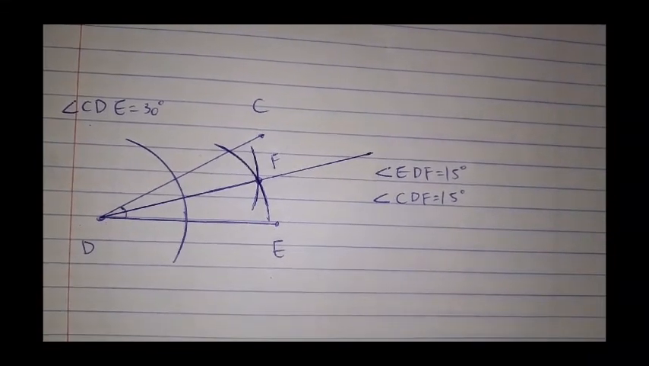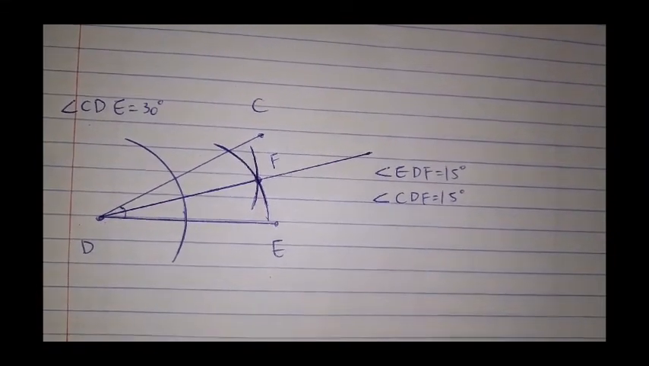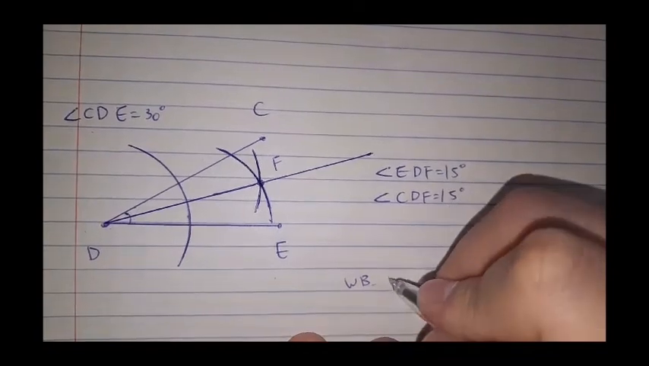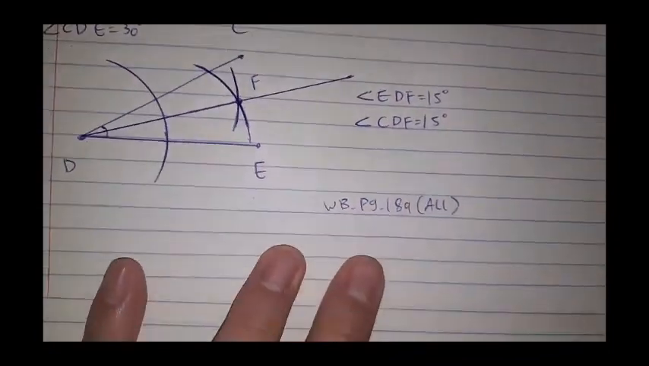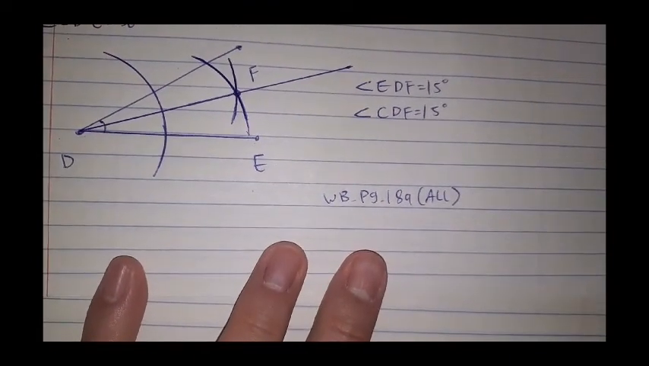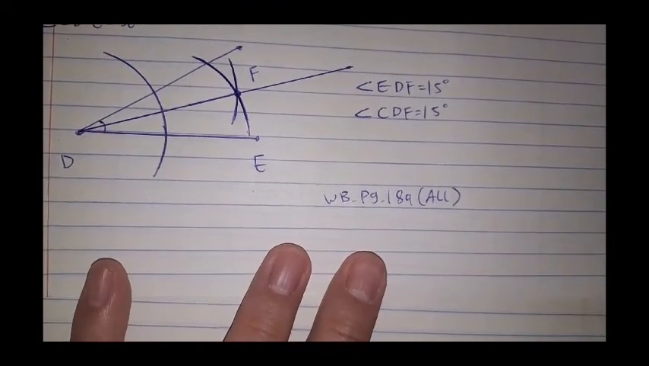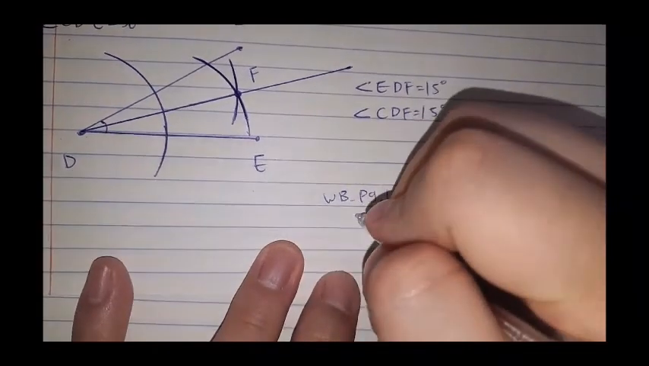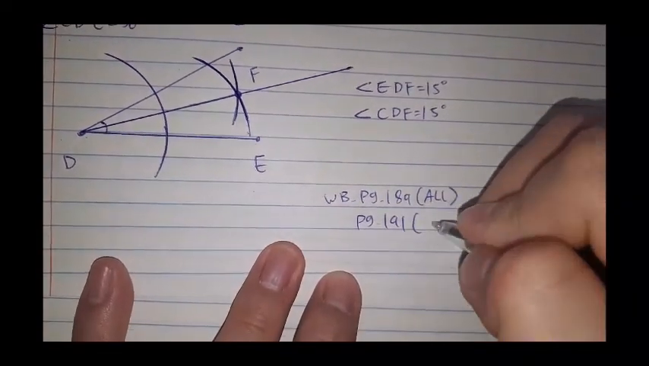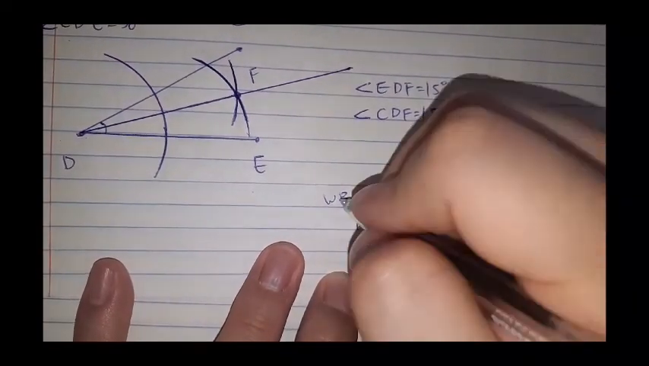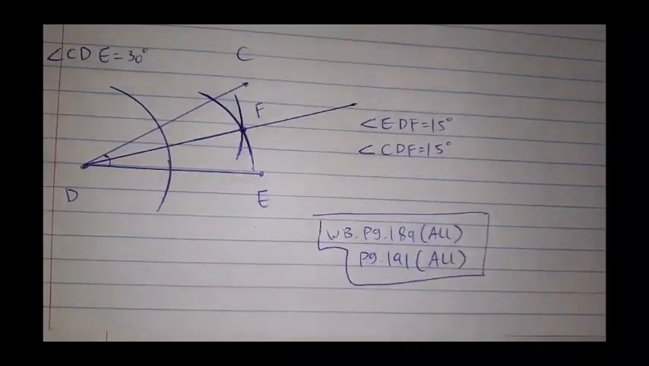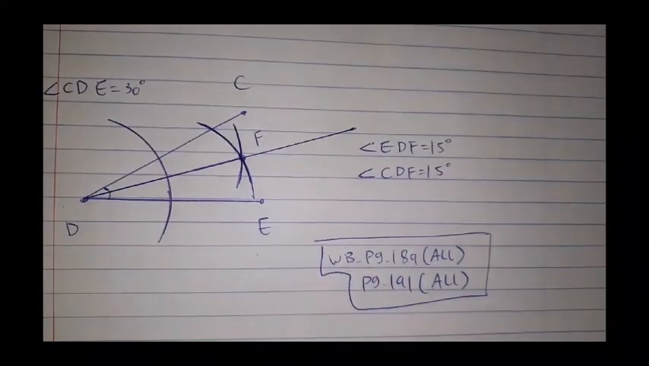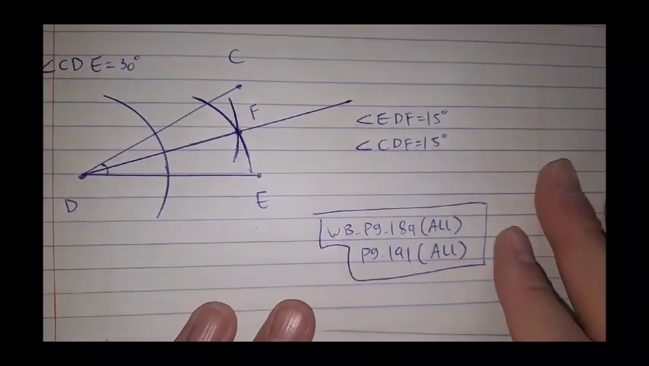Your to-do list is quite simple. Do all questions on page 189. There's about 3-4 examples, and page 191. Also all of them, please. There's about 4 or 5 questions. So it actually doesn't take a long time for these 2 sections. So I want you to give it a shot for those.